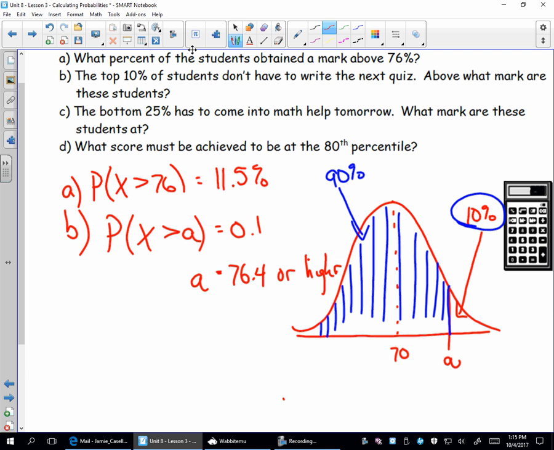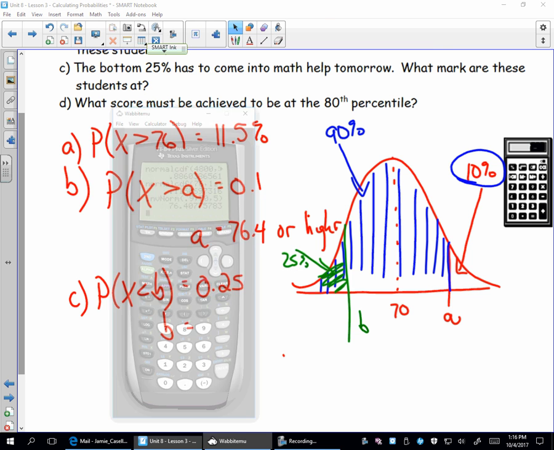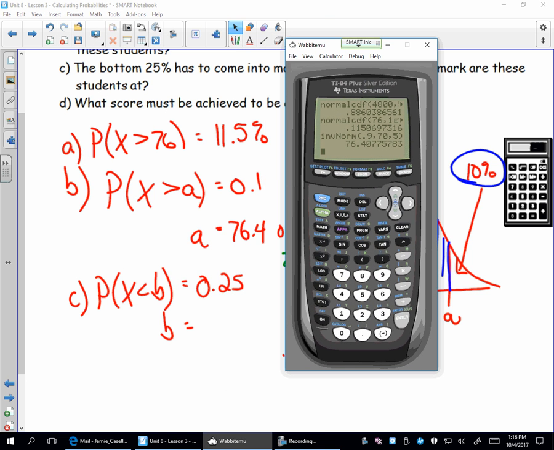With that in mind, let's look at part C. The bottom 25% has to come into Math Help tomorrow. What mark are these students going to get? Well, again, if we go to our graph, we're thinking about the bottom 25%. That's here, these people. I want it to be 25%. Okay, what value corresponds to that? It's called the letter B. In other words, less than B has to come out to 0.25. I want to find B. Calculate our question, and again, it's an inverse norm because I know the percentage. I want to find the value.